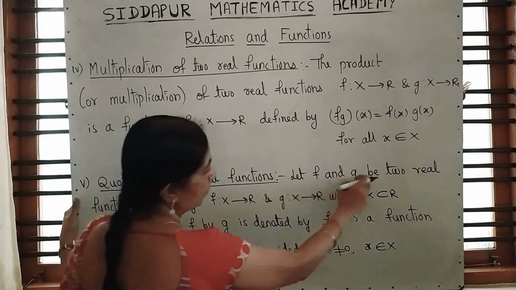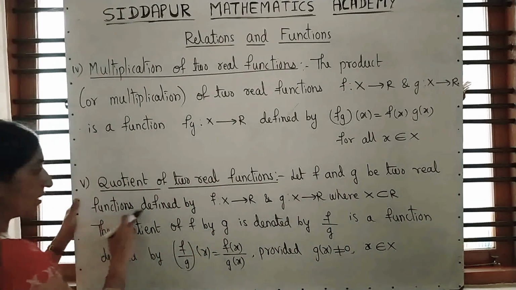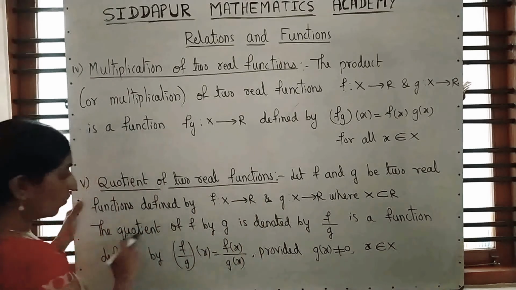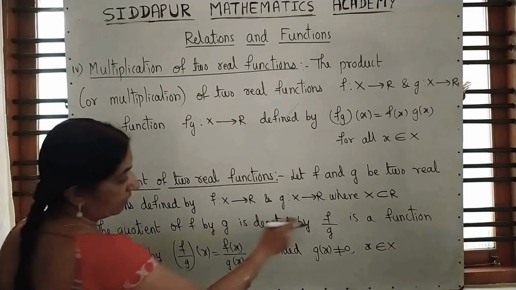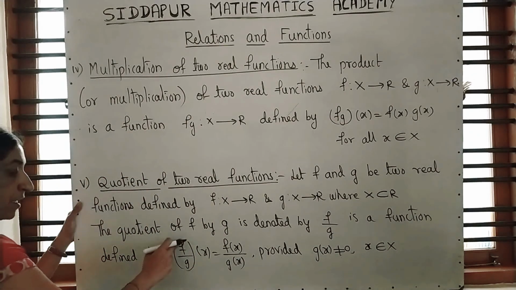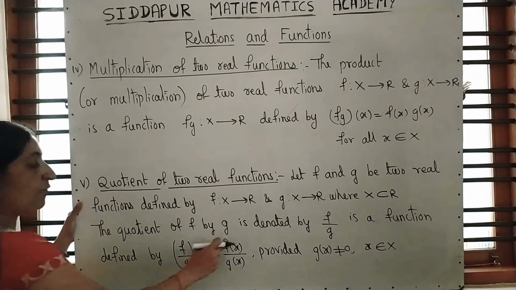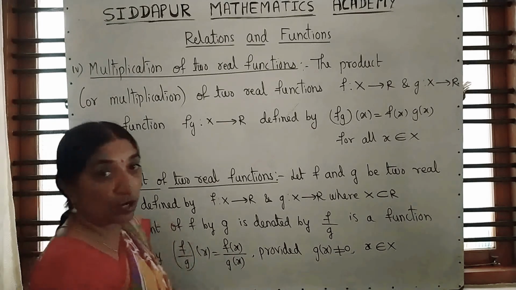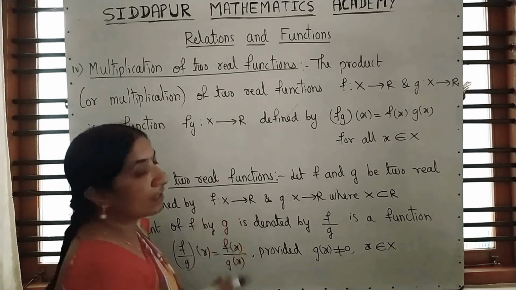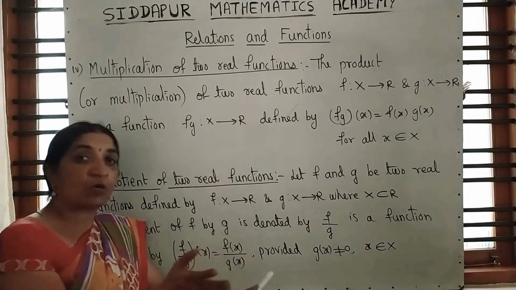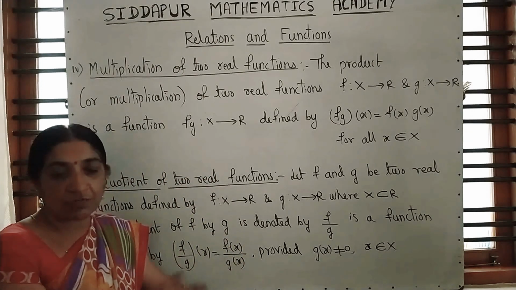Let f and g be two real functions defined by, this is function f, this is function g. The quotient of f by g is denoted by f upon g and it is defined as (f/g)(x) is f(x) upon g(x), where g(x) is not equal to 0. Now I will explain examples of these functions, how we do addition, subtraction, division and multiplication.